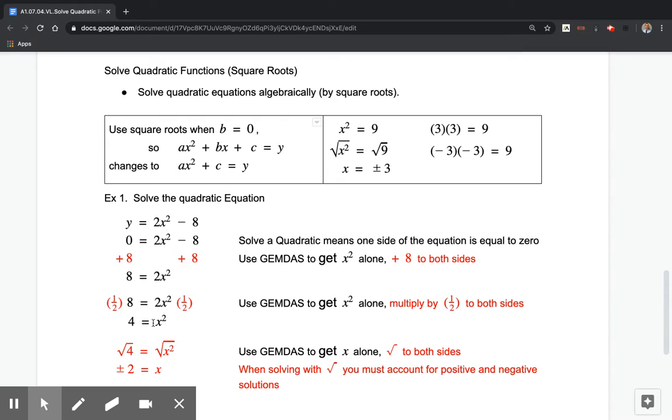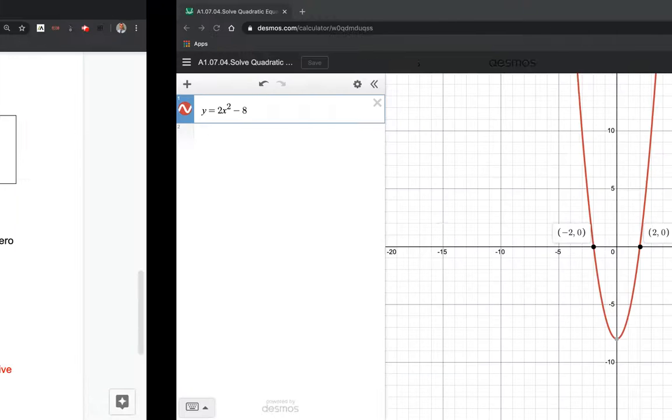To get rid of the square term here, we take the square root of both sides. And whenever we solve with the square root, we have to account for both the positive and the negative. And we'll take a look at what the graph looks like.